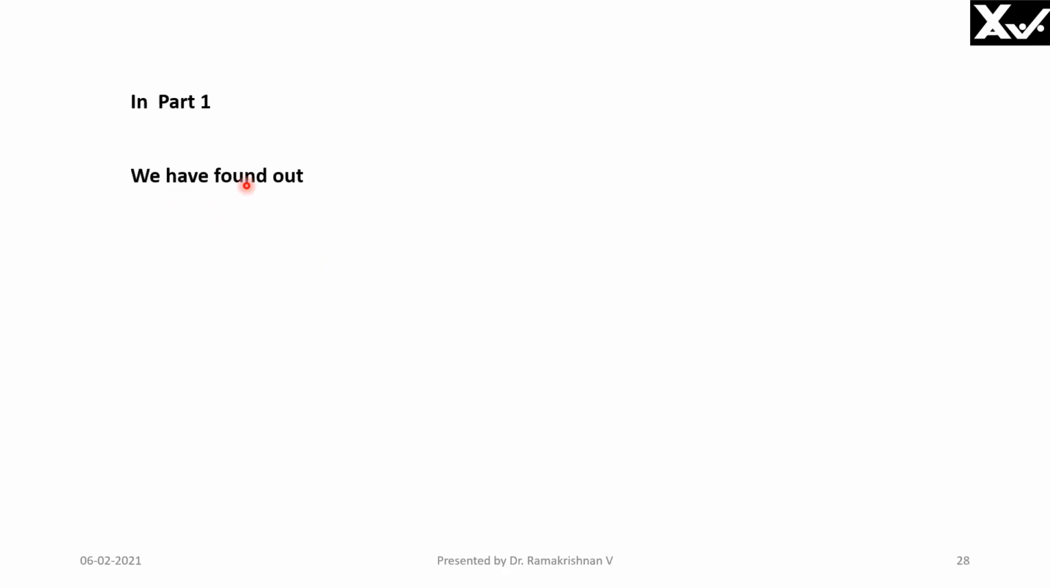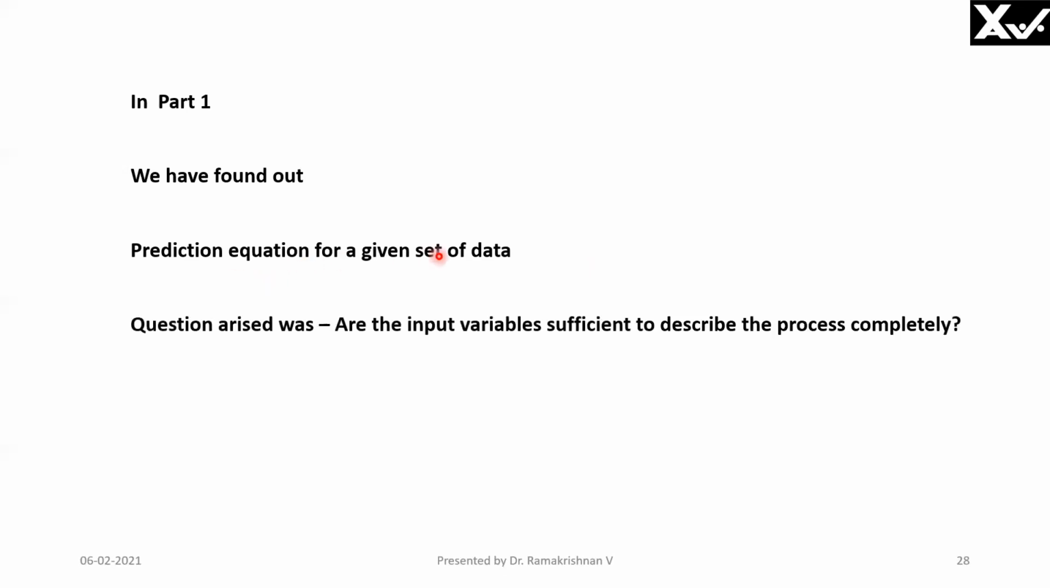In part 1, we found the prediction equation for a given set of data: two input variables x1 and x2, one response variable y, 30 observations, and then the prediction equation was found. The question that arose was, are the input variables sufficient to describe the process completely? Is this prediction equation okay or to be improved with additional terms? To answer that, we defined the term R squared value.